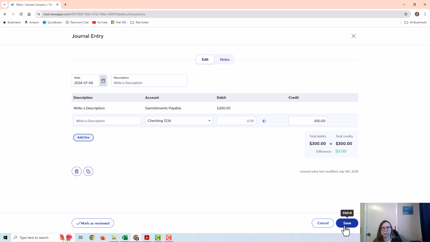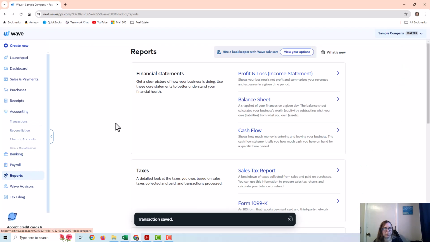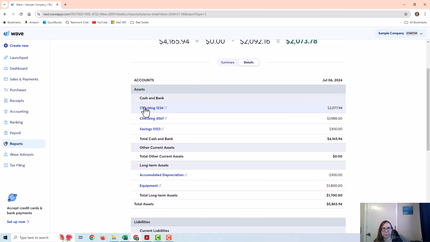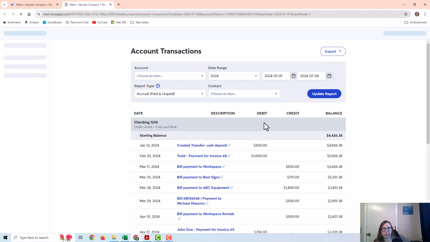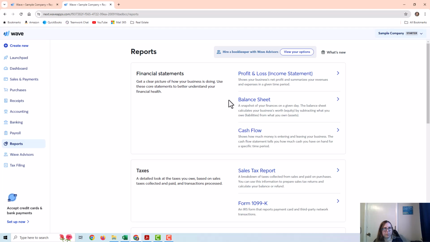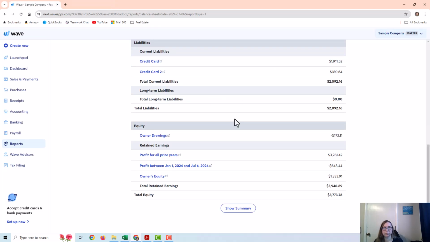Okay, so I'm going to save this and we're going to go look at how that looks on the balance sheet. Okay, so if I go to checking, that just shows up as any other payment. It subtracts from checking. The amount went down. And then notice that you don't see the garnishments liability account anymore because it was paid, or it's no longer money owed.